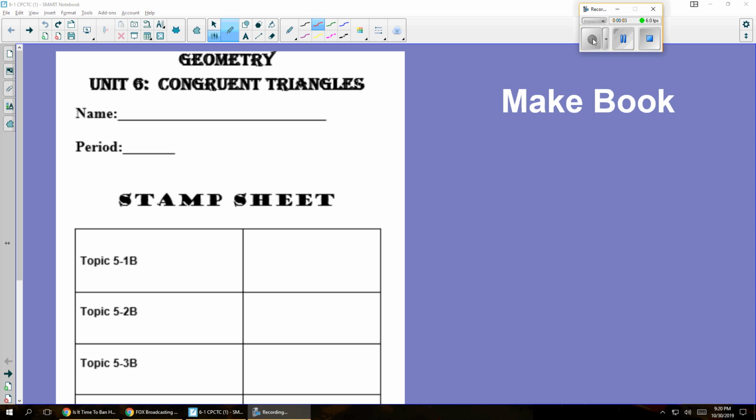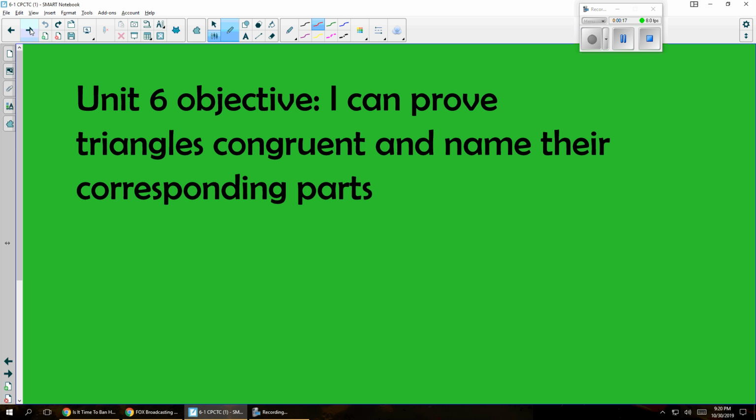In Unit 6, we talk about congruent triangles, and the first thing we need to do is make sure your notes booklet is in order. So if you need to pause the video and get your notes booklet and make sure that it's all correct, please do so now. The unit objective is to prove triangles congruent and to name their corresponding parts.